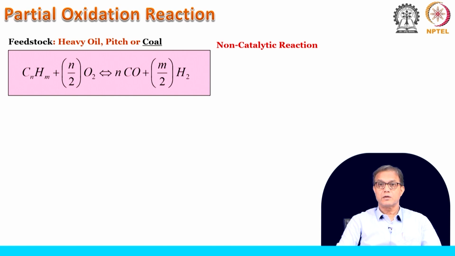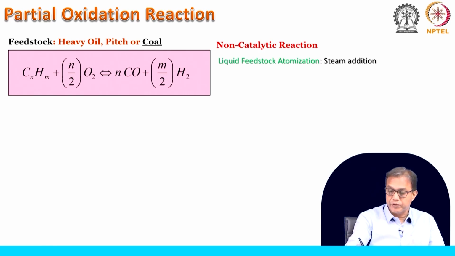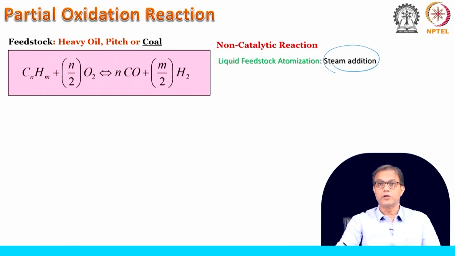So, this partial oxidation reaction, in contrast to the steam reforming process, is exothermic in nature, and it does not need the presence of any catalyst. So, this is a non catalytic reaction, and it is exothermic in nature, and sometimes, as we have written here, steam addition is needed, particularly with liquid feedstock and its atomization.